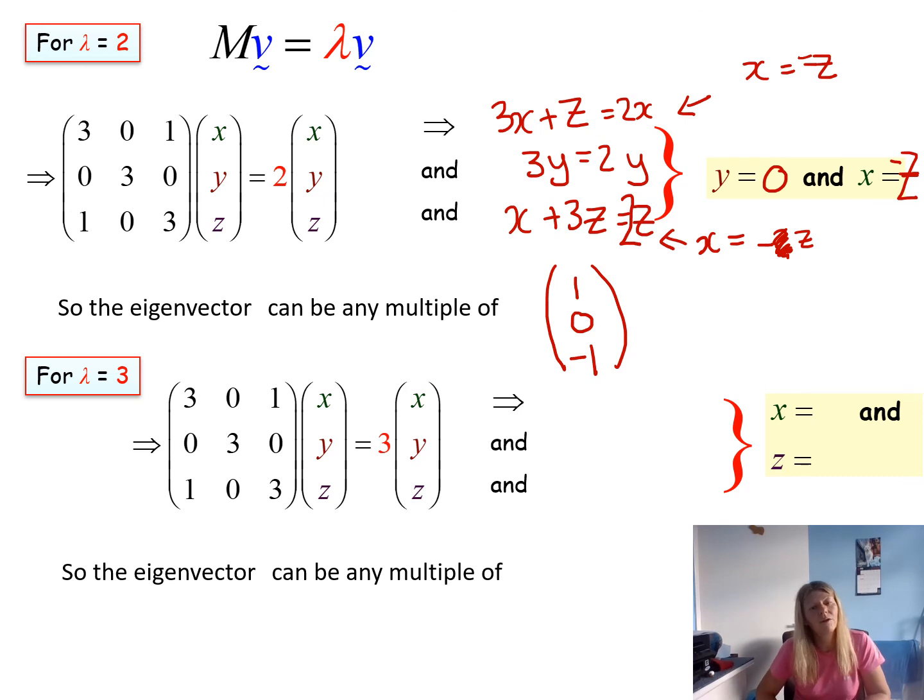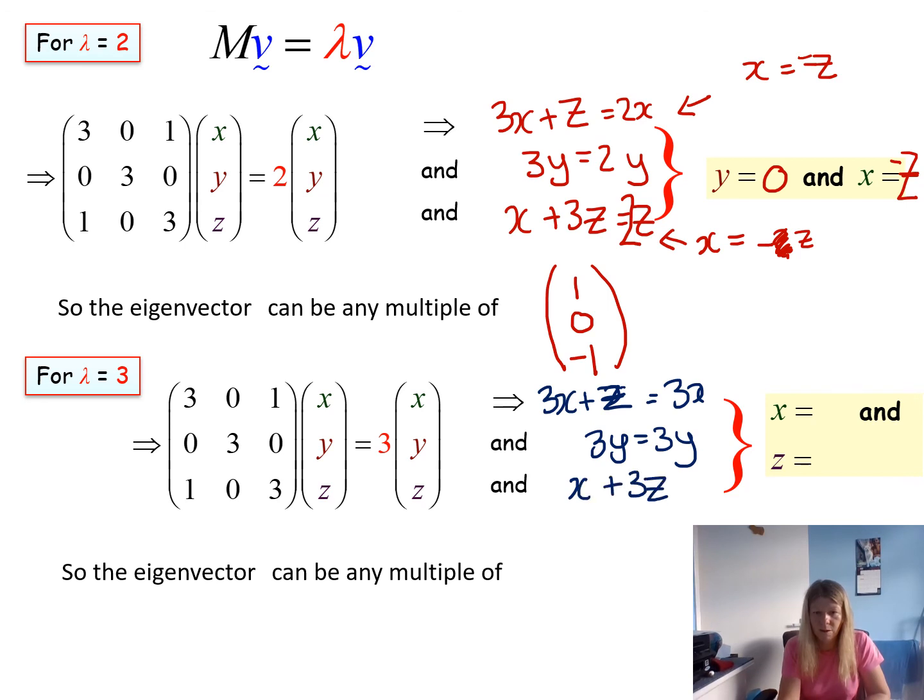Okay. Right, so for lambda equals 3, what have we got now? Let's change colour pens so you can see a difference here. So we've got 3x plus z equals 3x. We've got 3y equals 3y, or at least that's true. And we've got x plus 3z equals 3z. Now, we can see from here, this y can be anything it wants to be, because that always stays true. 3y is 3y.